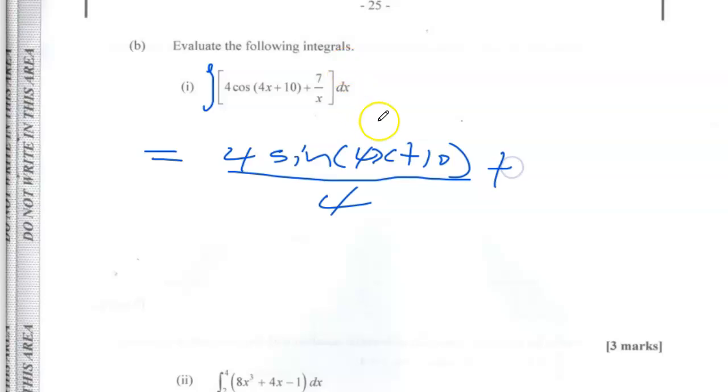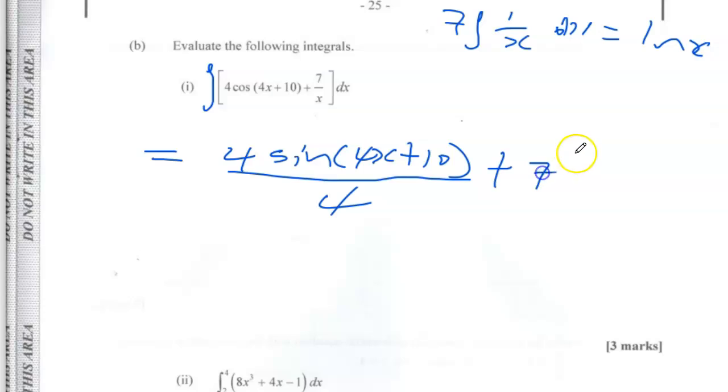Integrate 7 over x. So the integral of 1 over x is log x. So look, 7 over x is really 7 times 1 over x. So this will be 7 times log x, and there's no limits here, so we put a plus c. So the integral of 7 over x is 7 log x. Next one.